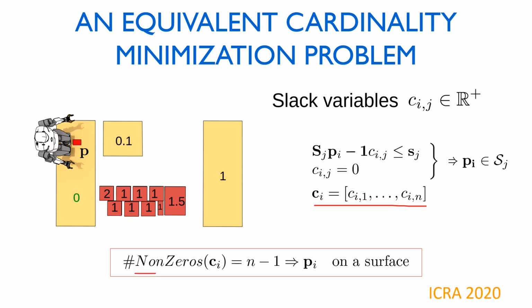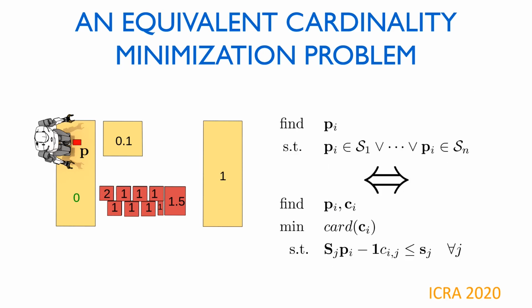If the number of non-zeros entries in Ci is less than the total number of surfaces, that is n, Pi is necessarily on a contact surface. This number is called the cardinality of the vector. Our surfaces are not intersecting, so we note that the minimum value is n-1. This shows that finding a point Pi on a surface is strictly equivalent to an optimization problem where we try to minimize the cardinality of the slack vector Ci. At the minimum, one of the Cij is equal to 0 if the problem is feasible, and as a result, Pi belongs to a surface.